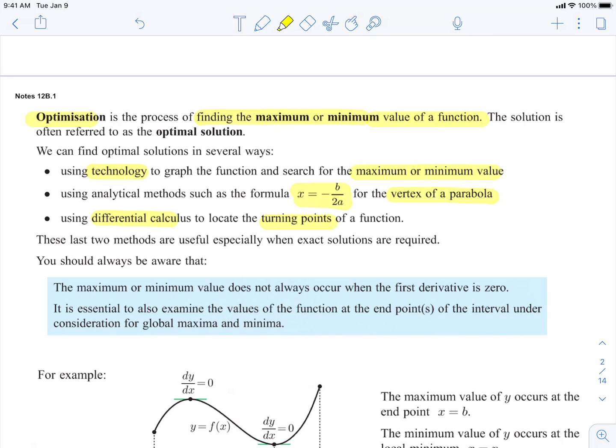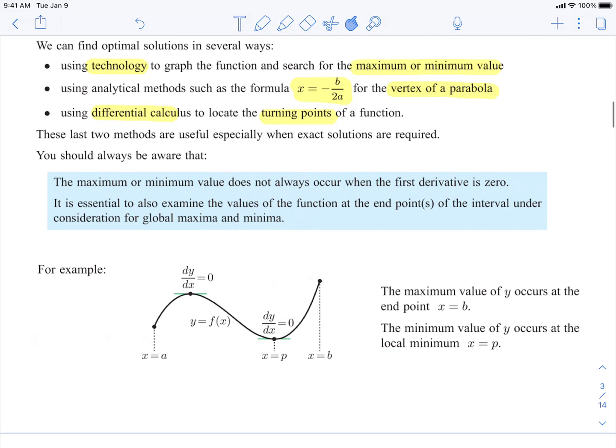So these last two methods are useful, especially when we want to find exact solutions, where a graphing calculator would give you an approximation. You should be aware that the maximum or minimum does not always occur where the first derivative is equal to 0. It is essential to also examine the values of the function at the endpoints of the interval under consideration for the global max or min.